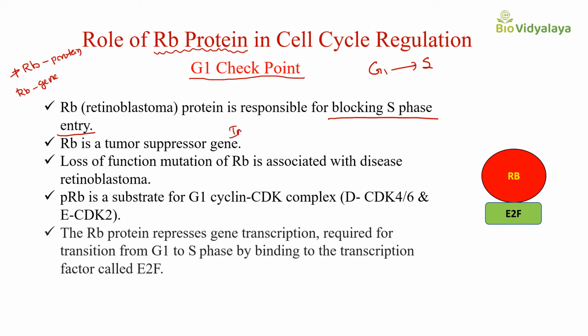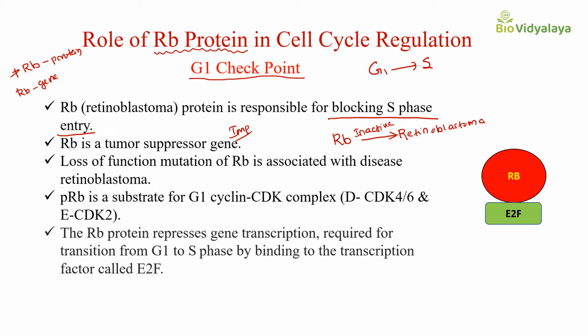This is very important. RB is a tumor suppressor gene. That means its inactivation will lead to a cancer called retinoblastoma. So, RB gene inactivation will lead to cancer called retinoblastoma. Loss of function mutation of RB is associated with the disease retinoblastoma.